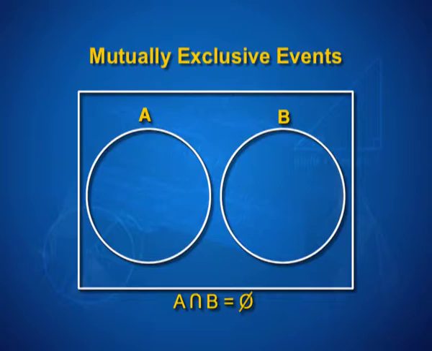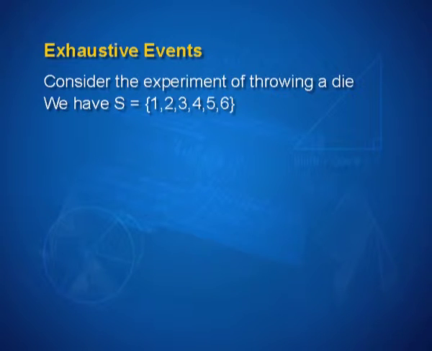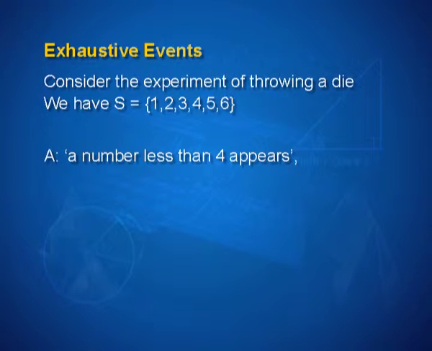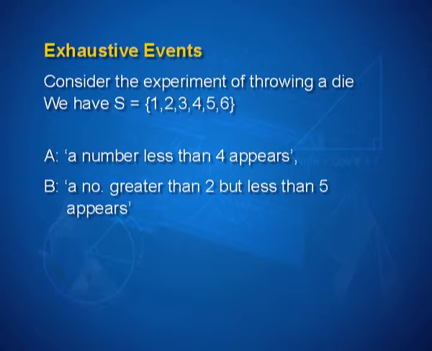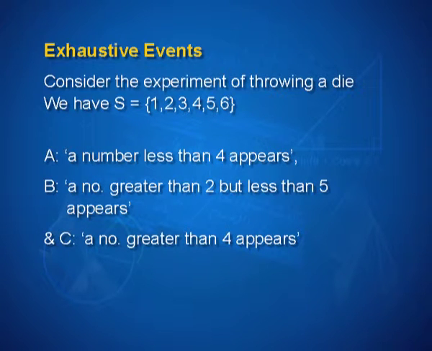They are disjoint. Now, let us discuss exhaustive events. Consider the experiment of throwing a die. We have S = {1, 2, 3, 4, 5, 6}. Let us define the following events. Event A: a number less than 4 appears. Event B: a number greater than 2 but less than 5 appears. And C: a number greater than 4 appears.